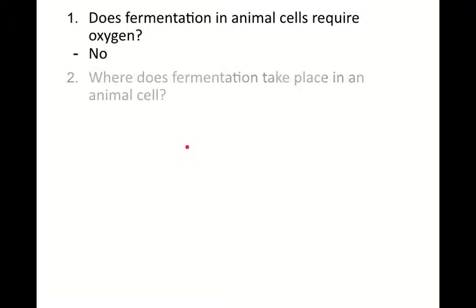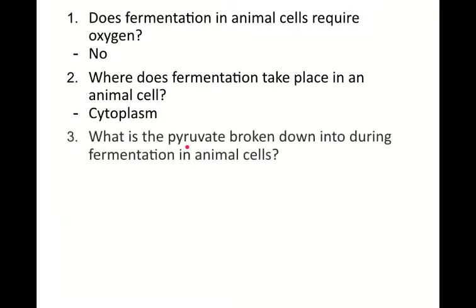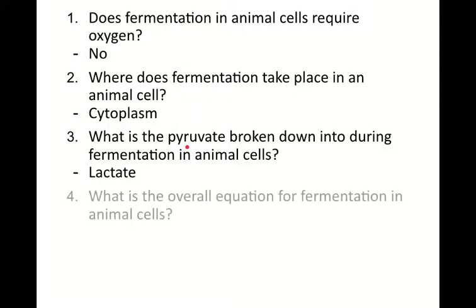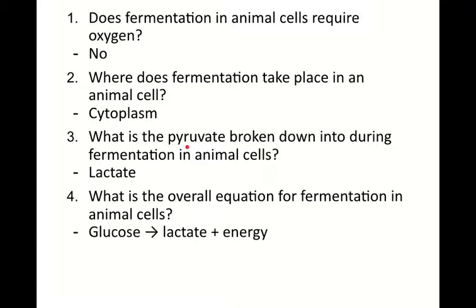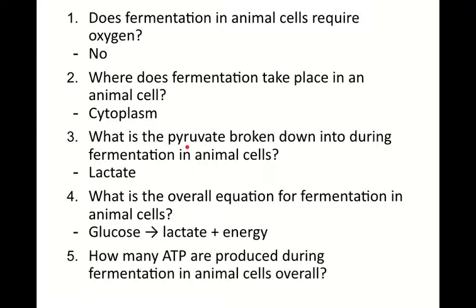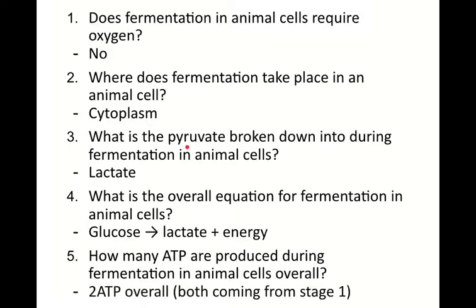Okay, so question 1, does fermentation in animal cells require oxygen? No, it doesn't. It's fermentation, so it's not needed. Number 2, where does fermentation take place in an animal cell? It's in the cytoplasm, because remember, we can't get into the mitochondria. Number 3, what is the pyruvate broken down into during fermentation in animal cells? Lactate. Remember, not lactic acid, lactate. Number 4, what is the overall equation for fermentation in animal cells? Glucose, arrow, lactate plus energy. And then finally, how many ATP are produced during fermentation in animal cells overall? Overall, it's 2, but remember, those 2 come from stage 1, not stage 2.